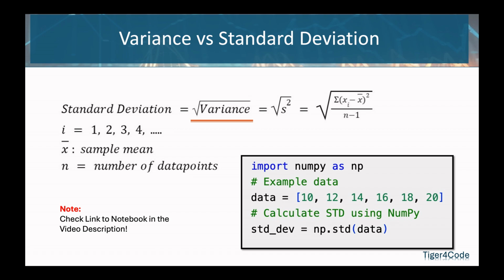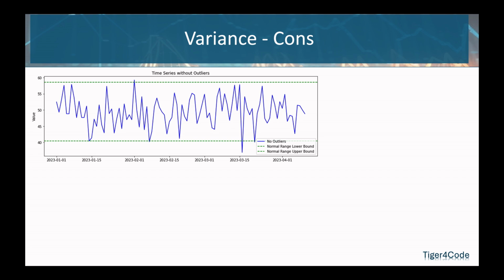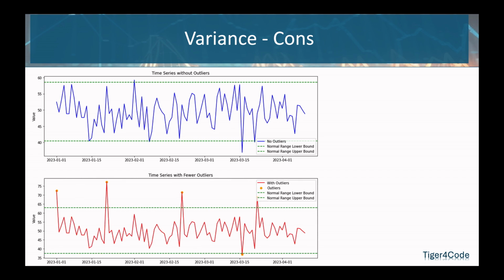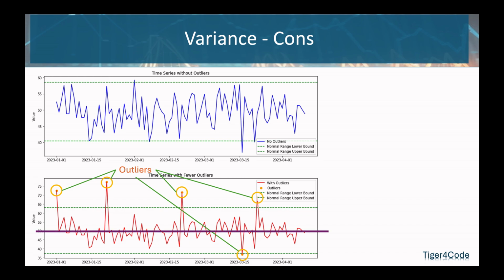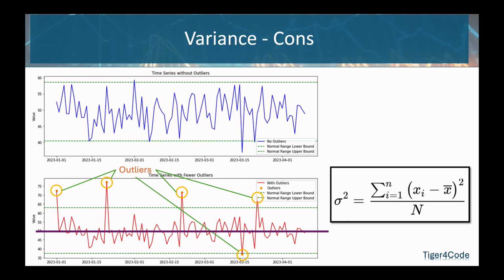One notable drawback of variance is its sensitivity to outliers, values that are significantly far from the mean. Since variance involves squaring those deviations, outliers are given extra weight, which can distort the analysis and skew the results.